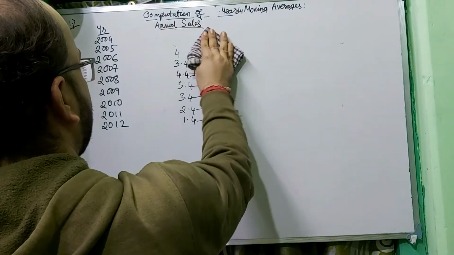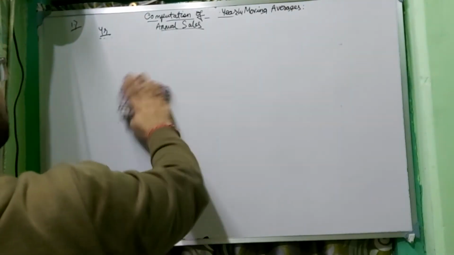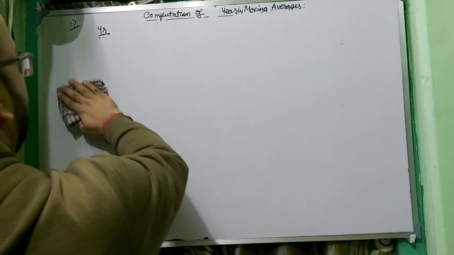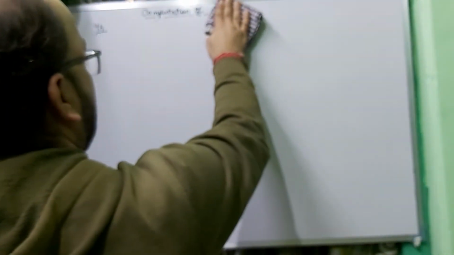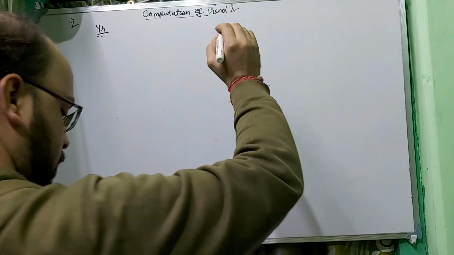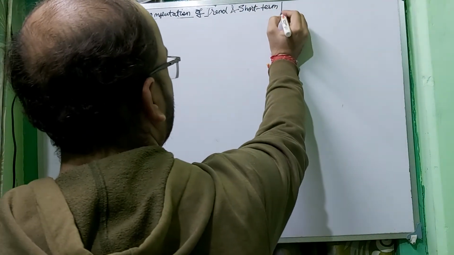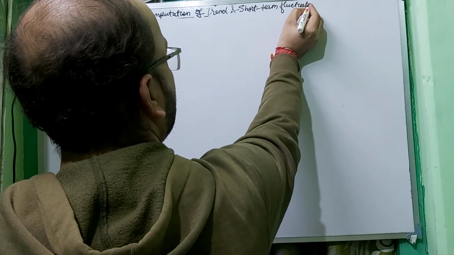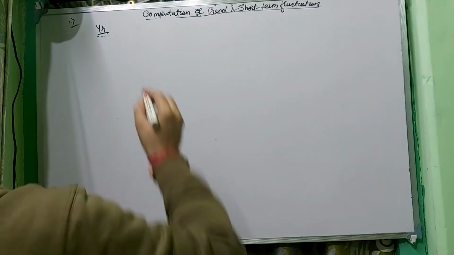My next sum, values have been given. This is sum number 2. What does it say? Computation of trend and short-term fluctuations. Trend has been given, and you have to calculate short-term fluctuations. Values have been provided.